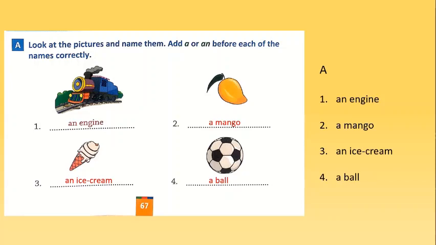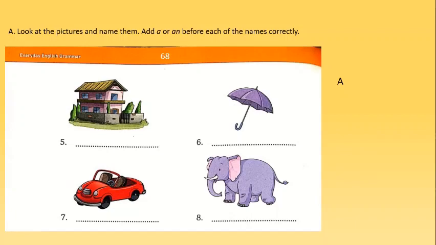After you have written this, let's move on to the next page, page number 68. On page 68, number 5, what picture do you see in number 5? It's the picture of a house. Which article do we use before house? A. And why do we use article a? Because house begins with a consonant. A house.